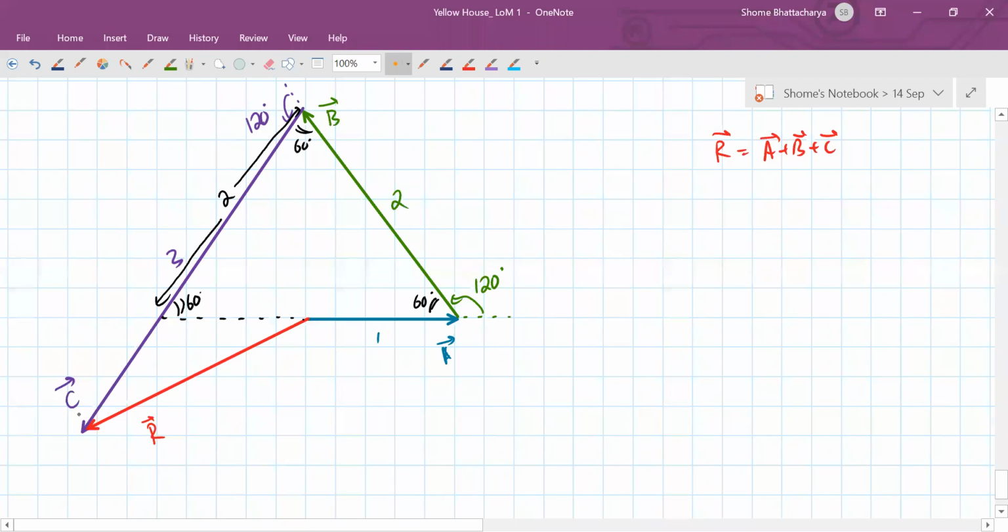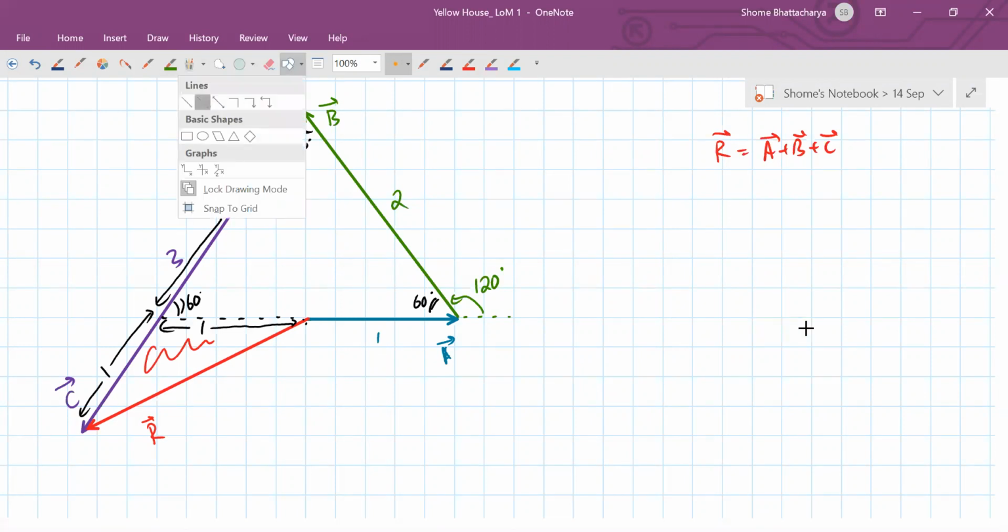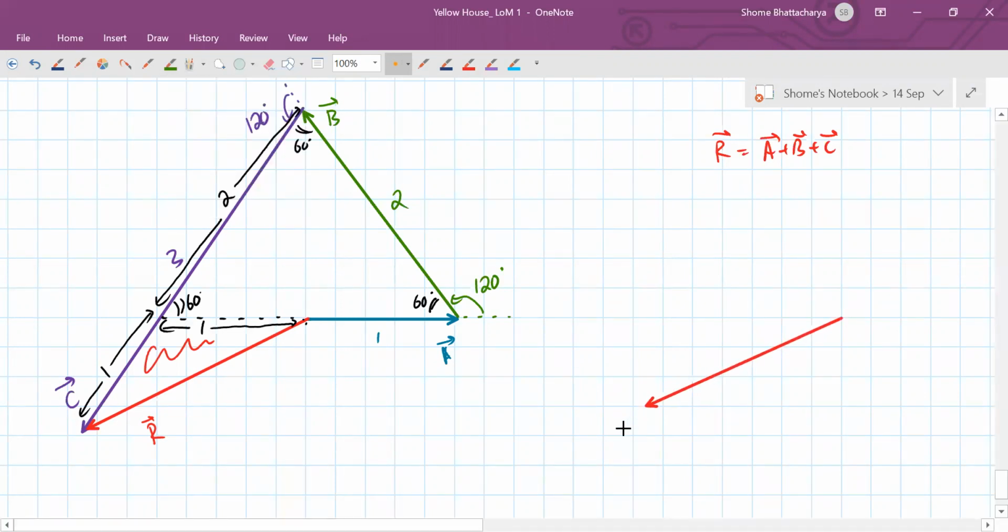So if this side is 2, then this has to be 1, because C's magnitude is 3 in all. And that means that this side also has to be 1, because this whole thing from here to here has to be 2. So now just take this triangle out, just take this triangle separately. So that is a triangle that looks something like this.